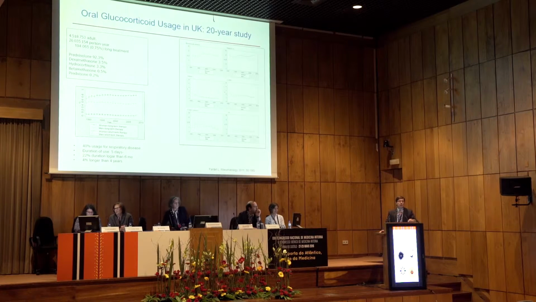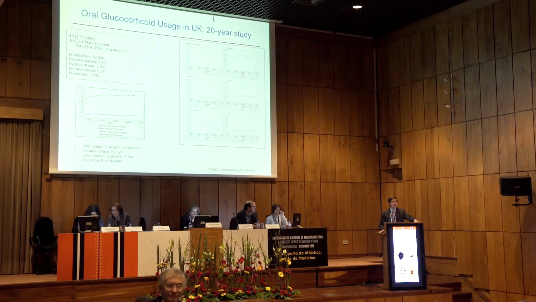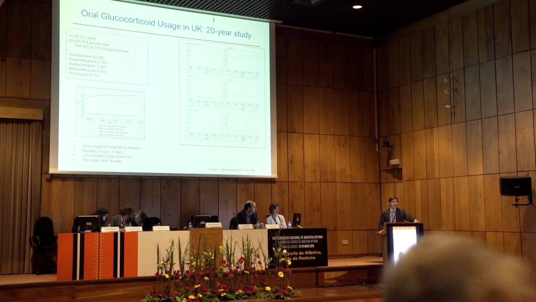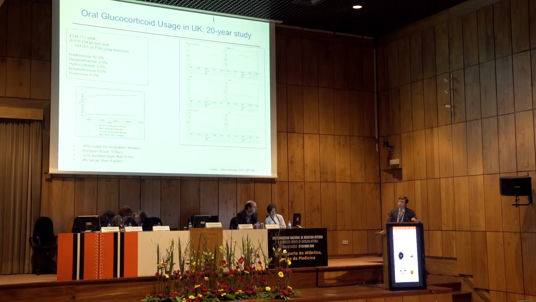Regarding the use of glucocorticoids in ambulatory patients, this is a big study carried out in the UK, more than 20 years of observation, more than 4 million people, and among them, 7 out of 1,000 were taking corticosteroids at some moment along these 20 years. The most usage is for respiratory tract infections, but also for inflammatory conditions, rheumatic conditions, also for inflammatory bowel disease, and less often for vasculitis.